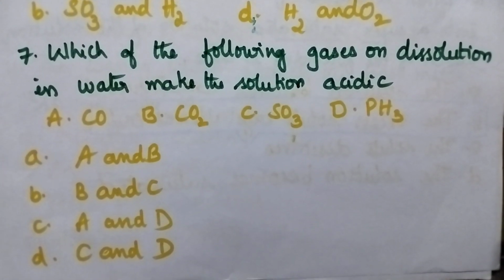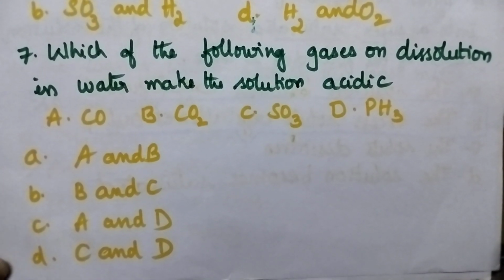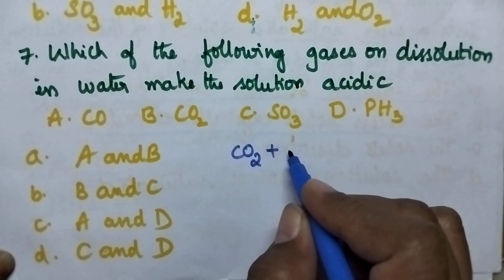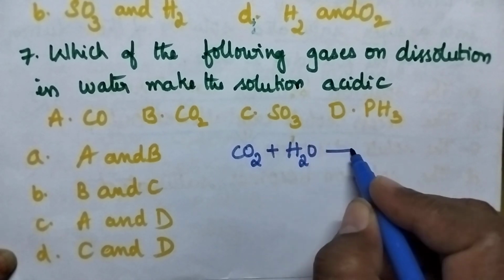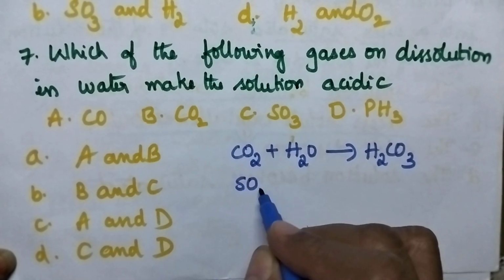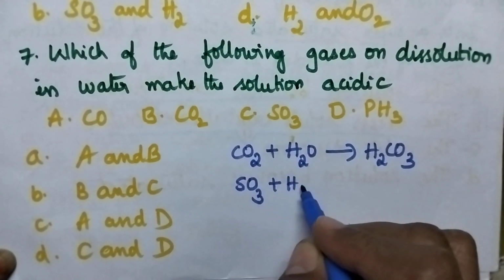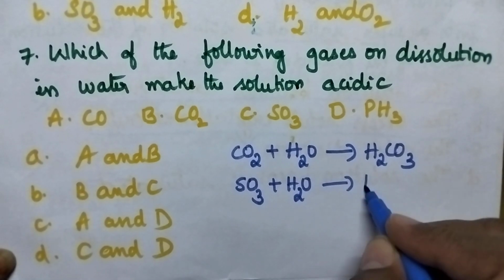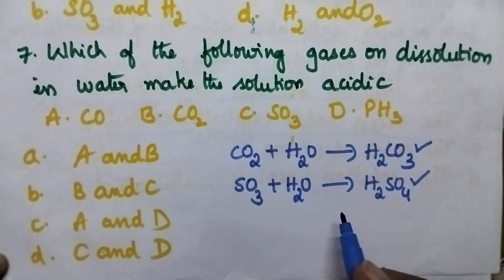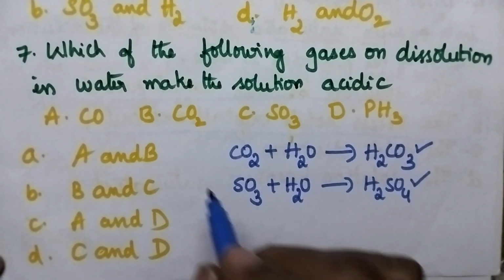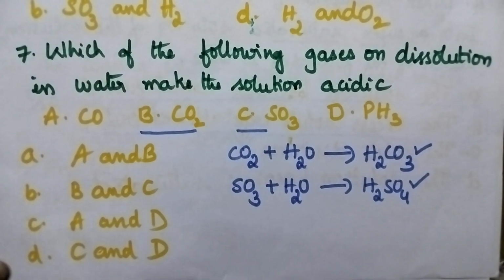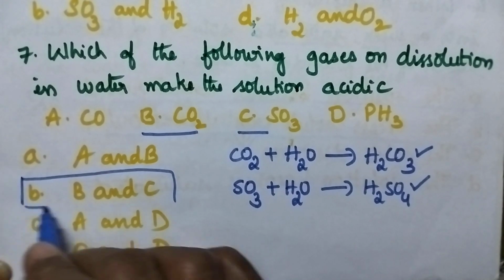Which of the following gases on dissolution in water make the solution acidic? Whenever carbon dioxide is dissolved in water, it is responsible for the formation of carbonic acid. Similarly, whenever sulfur trioxide is dissolved in water, it results in the formation of sulfuric acid. These two acids are responsible for the acidic nature of the solution. So especially B and C are responsible for the acidic nature. So option B is the right answer.